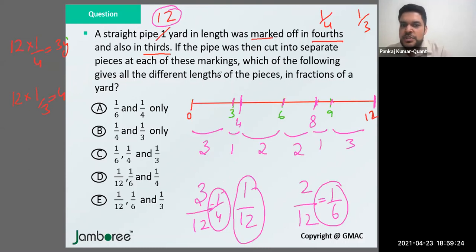Sylvie, because this question was talking about 1 yard, these lengths like 3, 1, and 2 are the lengths out of 12 yards. But we had to calculate it out of 1 yard. So that's why we divided by 12 to make it out of 1 yard.